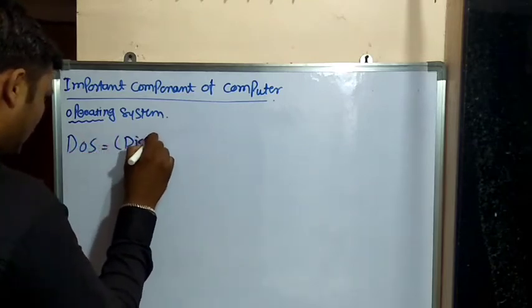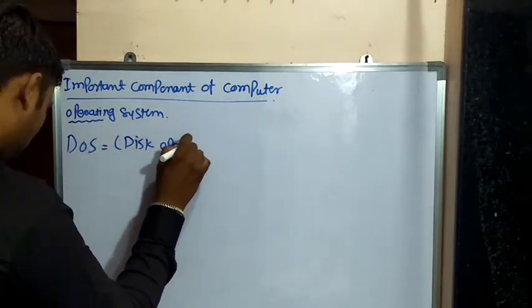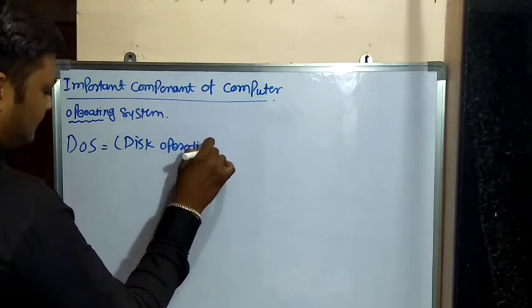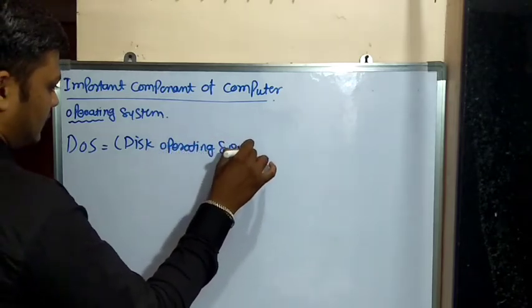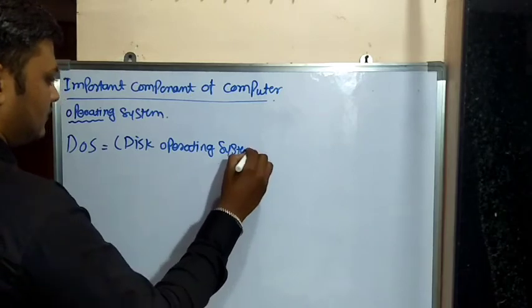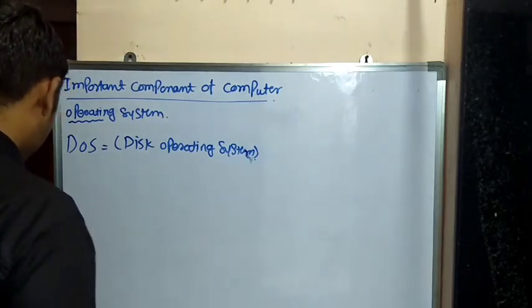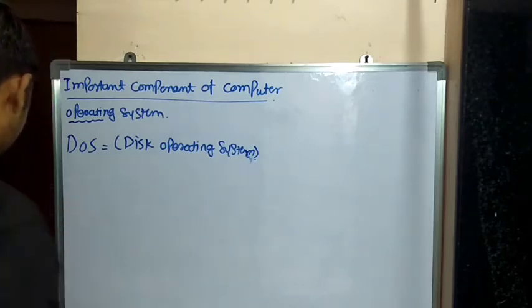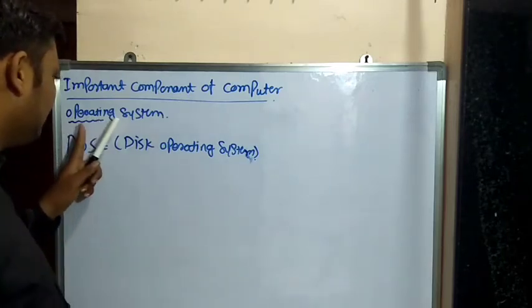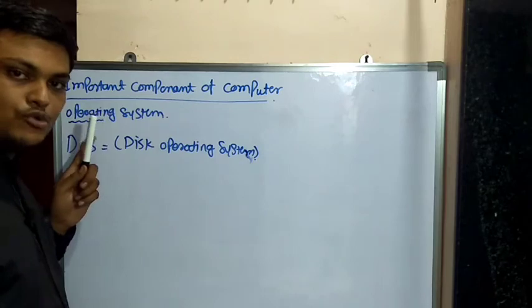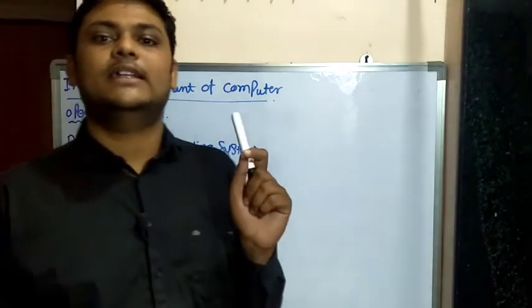Disk operating system. Okay beta, so see this, we cannot use a computer without an operating system. Without an operating system we cannot use a computer. Why so? I'll tell you how.